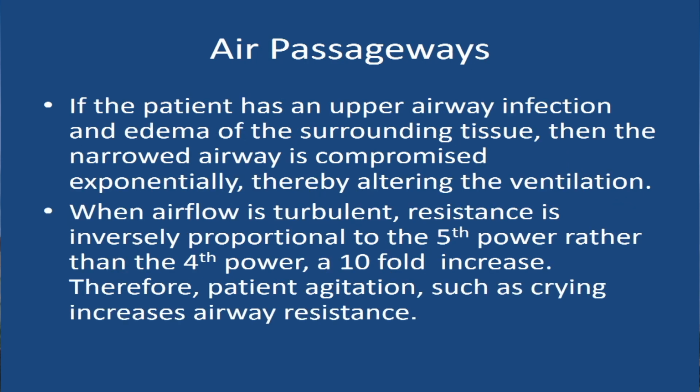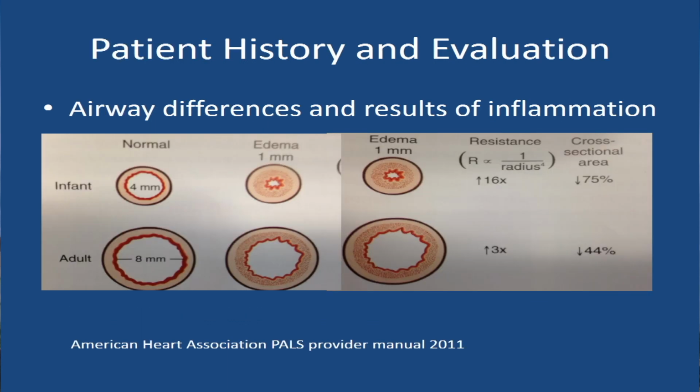If the patient has an upper airway infection and edema of the surrounding tissue, then the narrowed airway is compromised exponentially, thereby altering the ventilation. When airflow is turbulent, in addition, resistance is inversely proportional to the fifth power rather than the fourth power, therefore a tenfold increase. Therefore, patients with agitation, such as crying, have an increased airway resistance and ventilation is more difficult.